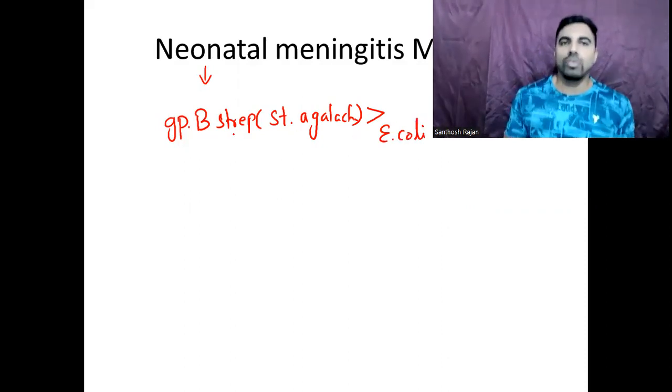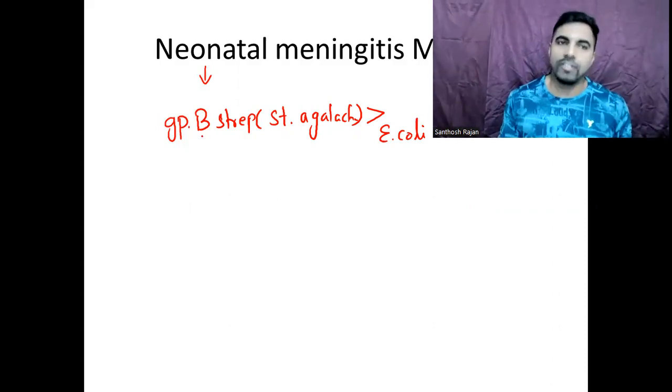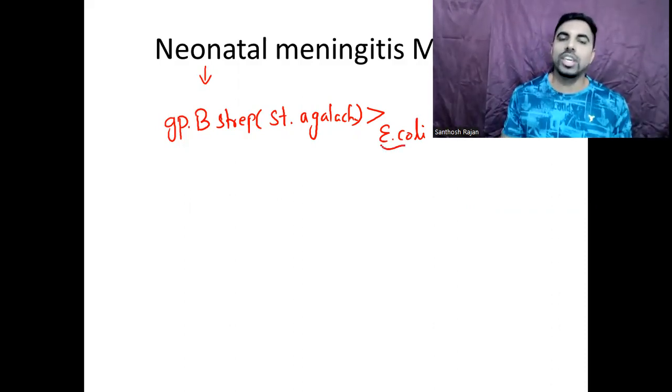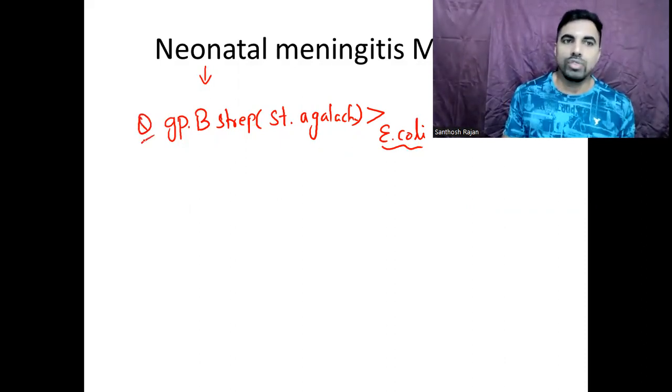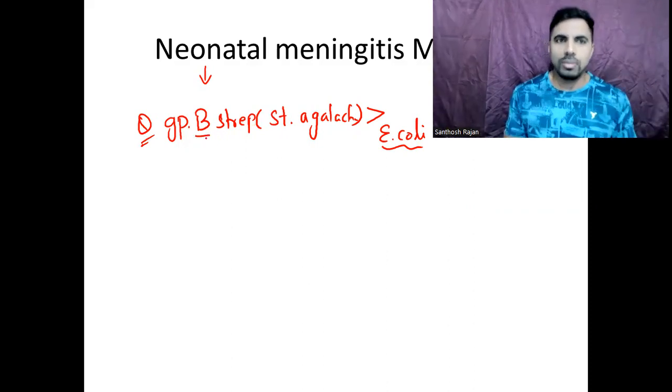But overall, according to many references, group B is dominating. Still, in some books Escherichia coli is given, but I don't know how they made this question. So if you have an option with only group B Streptococcus, that is fine. And I always told you something extra, so I will brief you here.